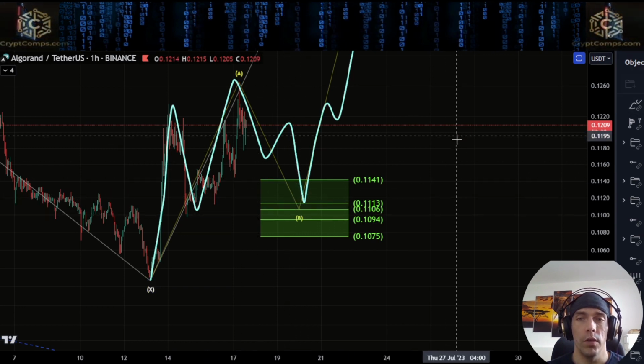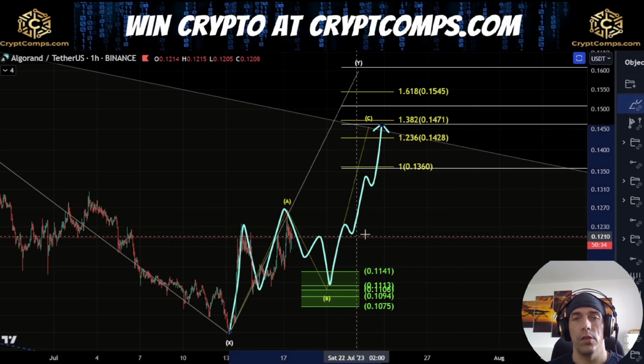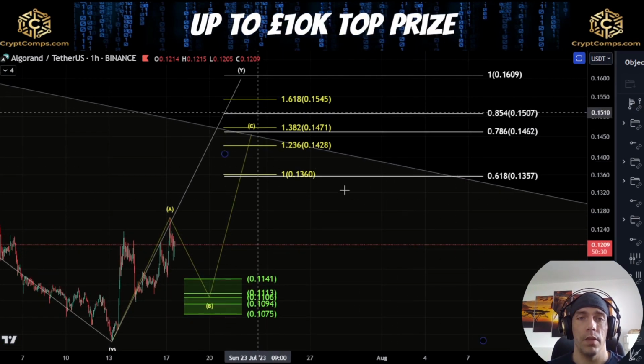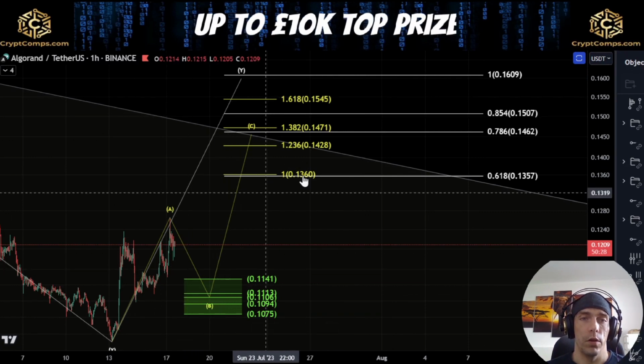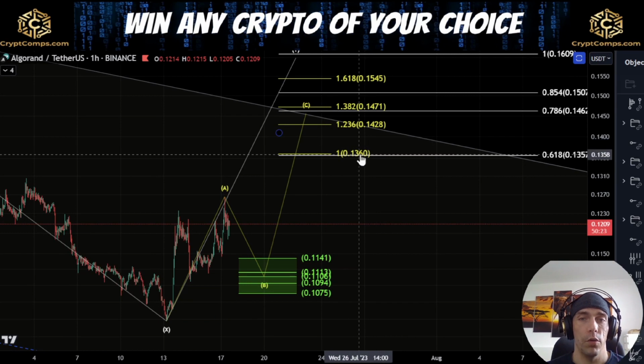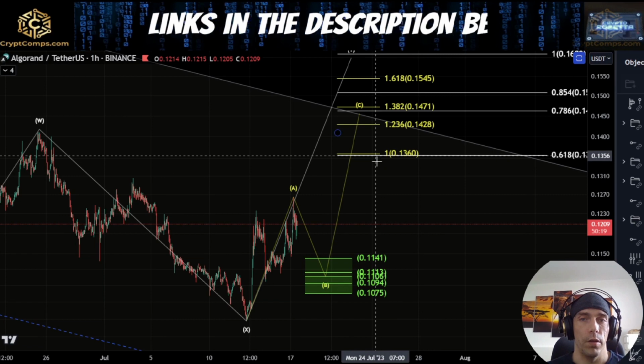If we do manage to hold this, then we could still potentially look for this continuation to the upside in this additional C wave, looking for this higher target area. The targets would remain the same. The internal targets would, however, differ. This 1-to-1 off of that 0.618 would actually bring us into this 1360. So this is what I'm saying. This 0.618 is going to be an interesting zone to me.